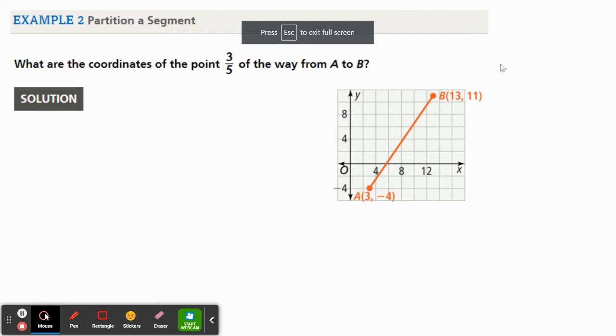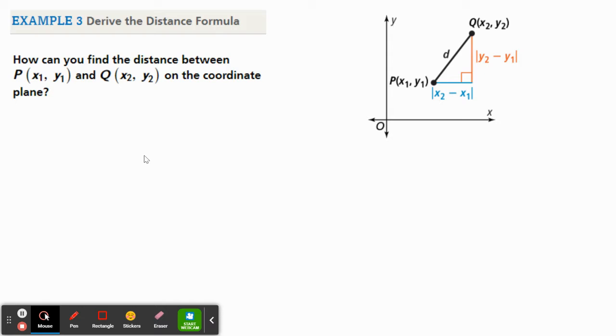All right, so let's move on to distance formula, right? That's the next topic aside from midpoint. And here we're going to derive the distance formula. So how can you find the distance between P, x1, y1, and Q, x2, y2 on the coordinate plane?